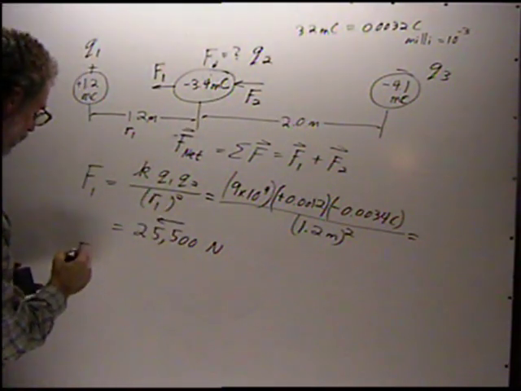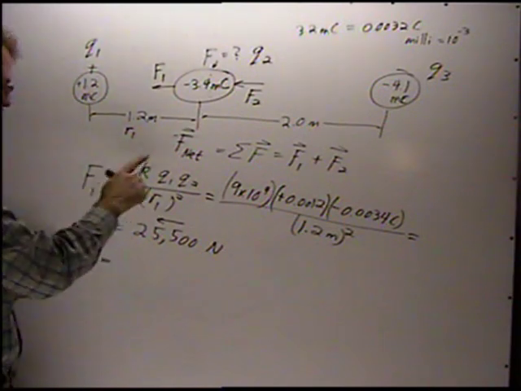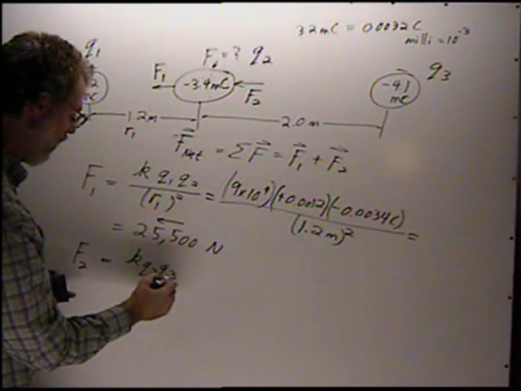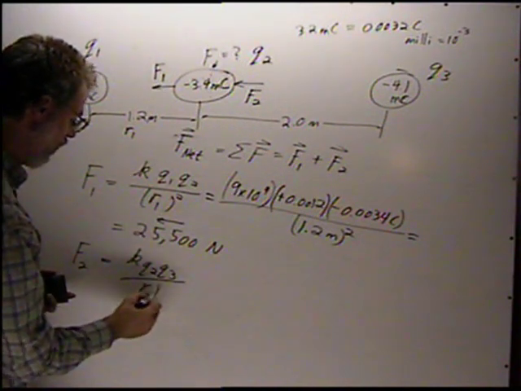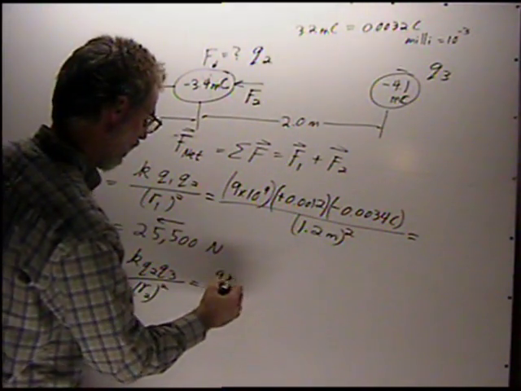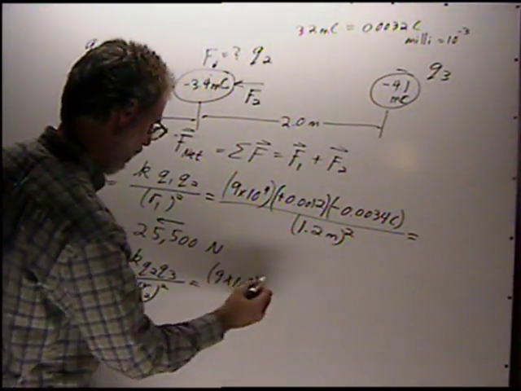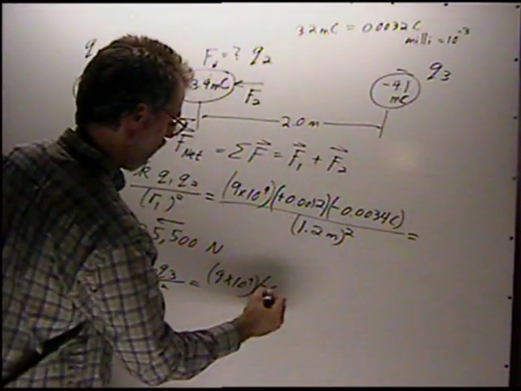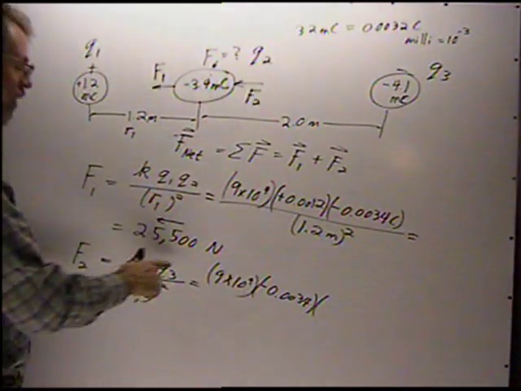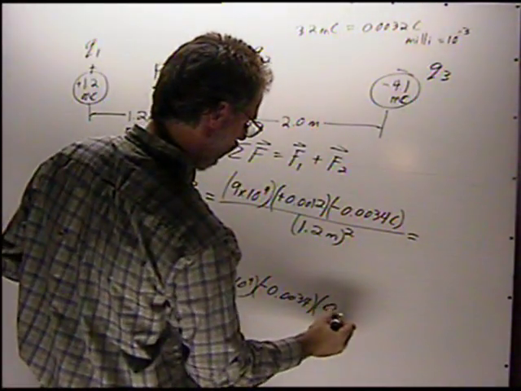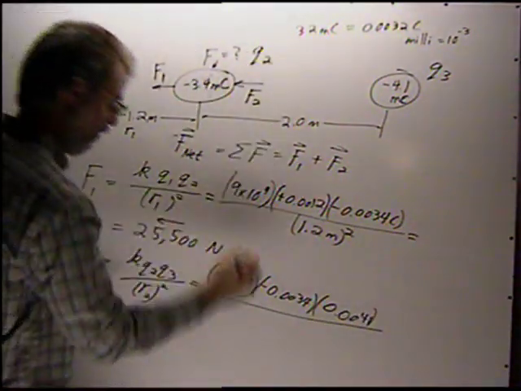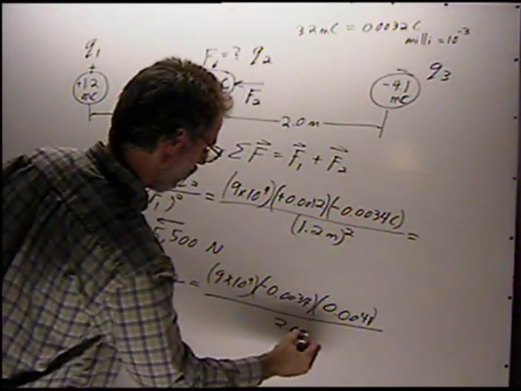Okay, F2 is the exact same formula, k Q2 times Q3 divided by R2 squared. So that's 9 times 10 to the 9th. Q2 is minus 0.0034. Q3 is 0.0041 coulombs, and divided by 2 meters.